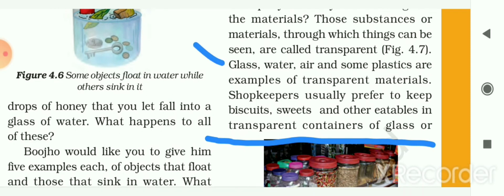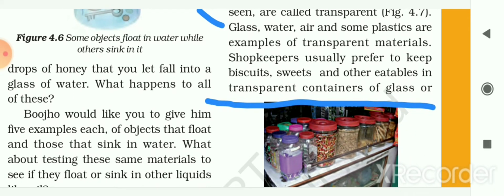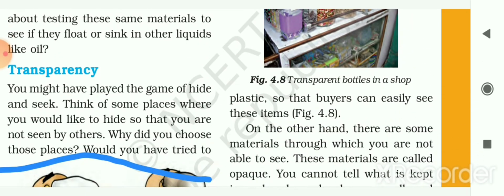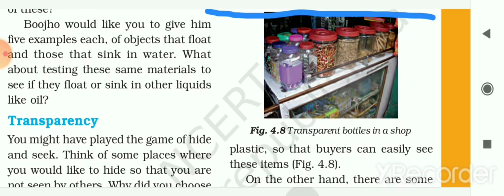Glass, water, air and some plastics are examples of transparent materials. There is another example also. Shopkeepers usually prefer to keep biscuits, sweets and other eatable items in transparent containers of glass or plastic. Why are they doing this? They are doing this because the buyers can see these items easily. Here in the figure it is shown to you. The chocolates and sweets are kept in glass or plastic containers so that the buyers can see them easily.